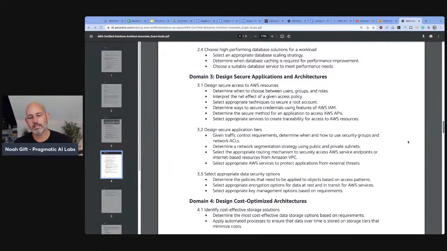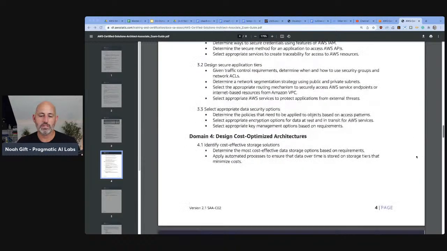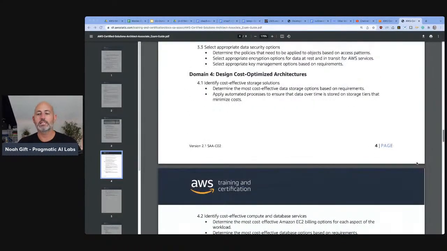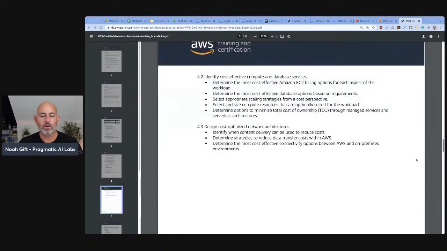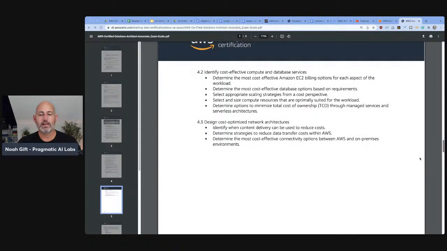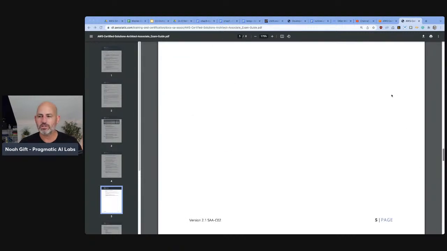Domain three is design secure applications and architecture. So securing access to AWS resources, designing secure application tiers, selecting appropriate data security options. Domain four is cost optimization architecture. So cost effective storage. This is where you run into things like Glacier, for example, for backups, or policies for S3. Identify cost-effective compute and database services, and then design cost-optimized network architecture. So that's the domain, the exam guide.